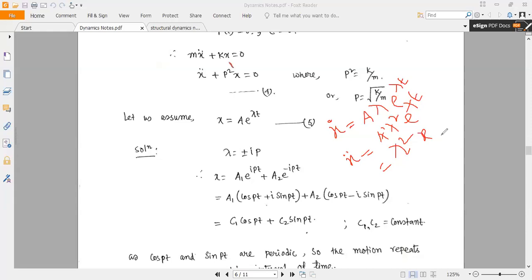Right? X double dot is equal to lambda square x. Now, if you put this x double dot in this equation, lambda square into x plus p square into x is equal to zero. Can I write that? Yes, sir. And take x common. So x into within bracket lambda square plus p square is equal to zero. Right?